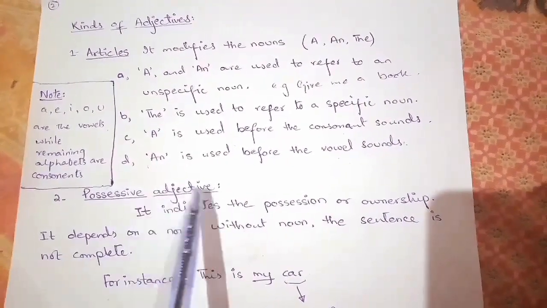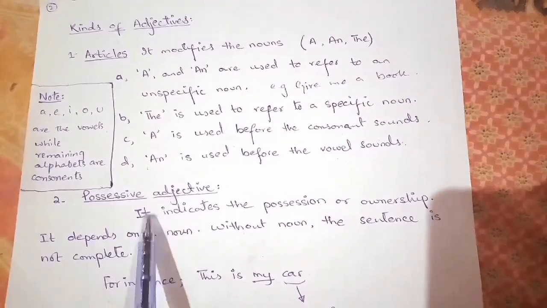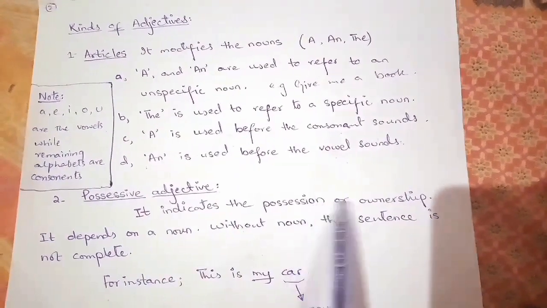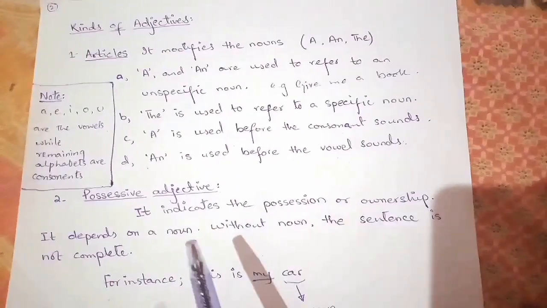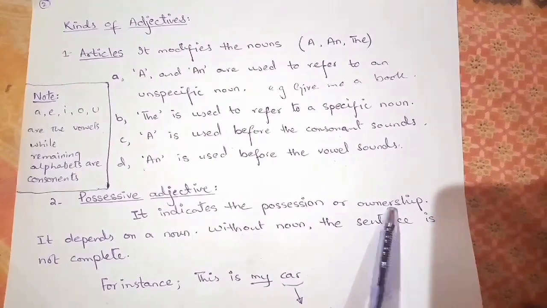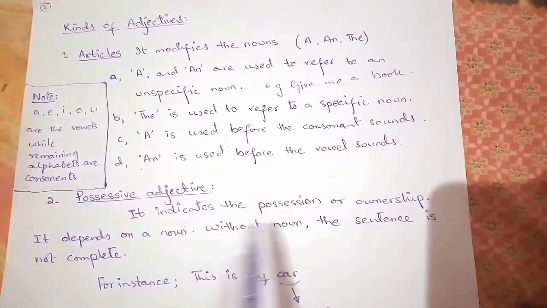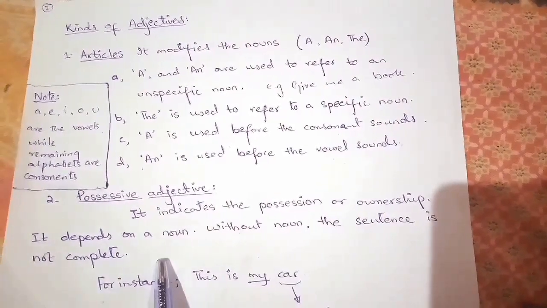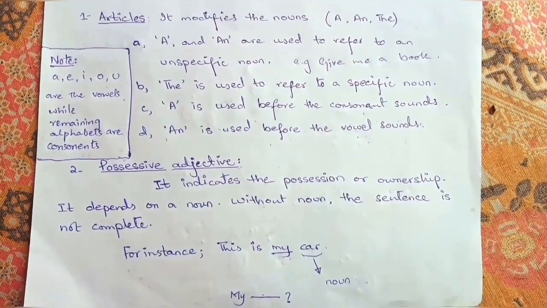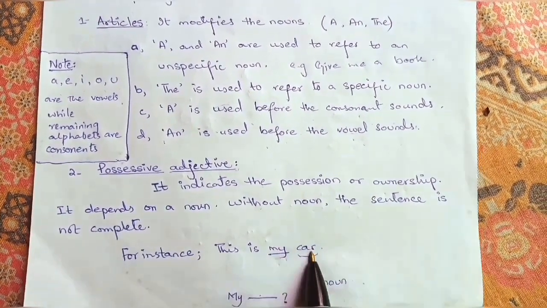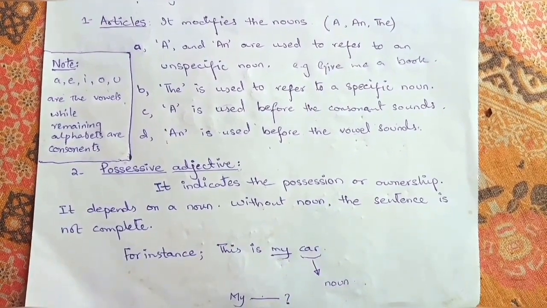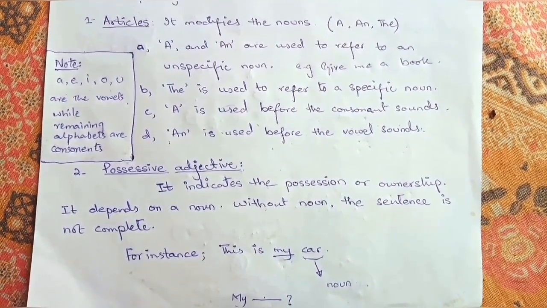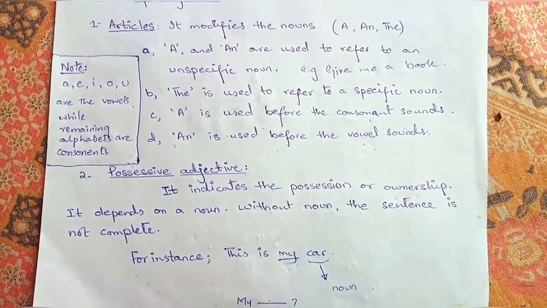So the other kind is possessive adjective. Possessive adjective indicates possession or ownership, our property, our ownership. So it depends on a noun. Without a noun, the sentence is not complete. For instance, if I say, this is my car. So now you have to find the possession, where it is.